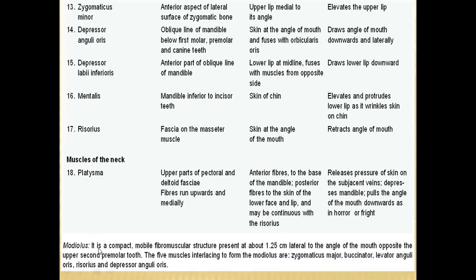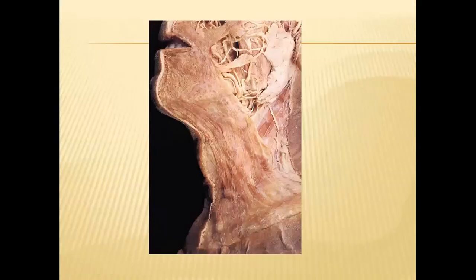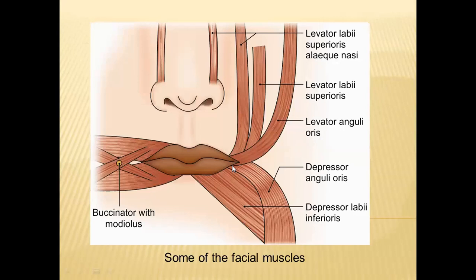And here is a word called modiolus. It's a compact mobile fibromuscular structure present about 1.25 centimeters lateral to the angle of the mouth. We can locate it easily. So this is a compact area just beside the angles of the mouth. Here we can see the platysma muscle. Again, you can see the long muscle from the mandible extends towards the clavicle. So, a wide and long muscle. And the modiolus can be located from this diagram.